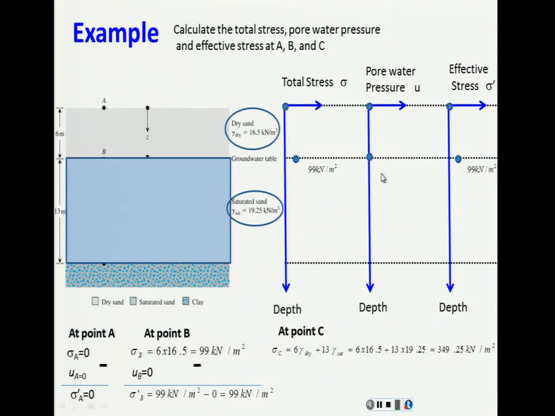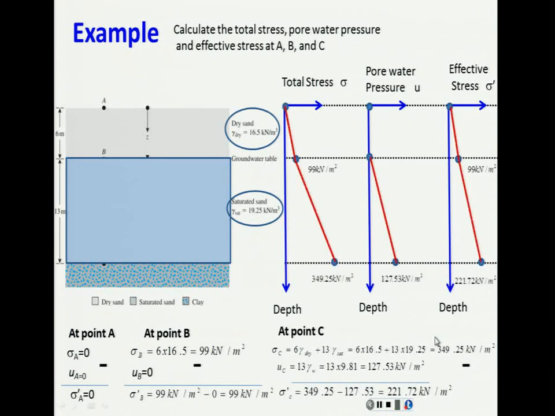Now, what happened with the pore water pressure, or the neutral stress, at the point C? Well, this is the part that is submerged now. Pore water pressure comes only from water, so it's going to be 13 times gamma of the water. And effective stress is going to be this value minus this value. That will be our effective stress. I put my 3 points and plot my diagram.